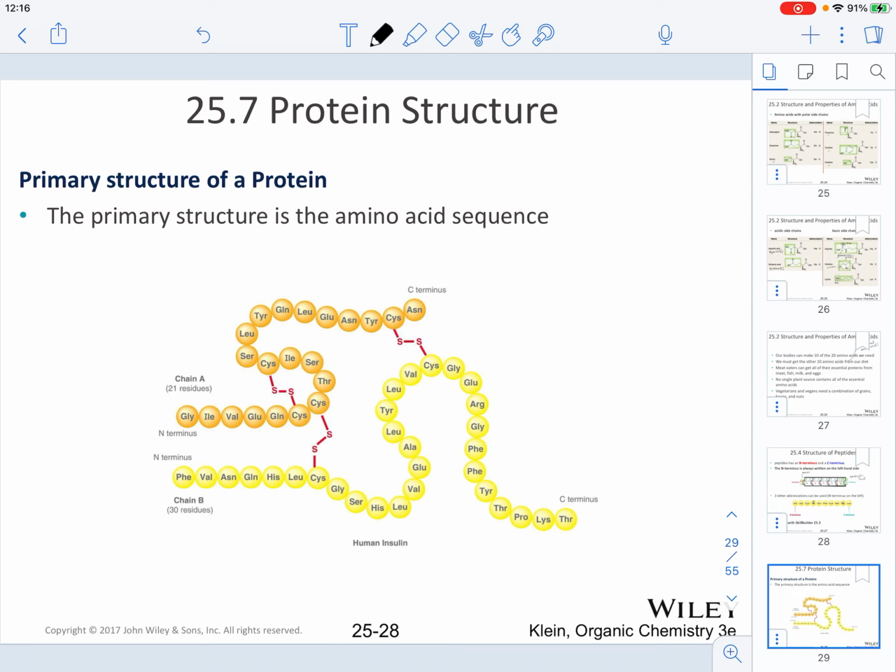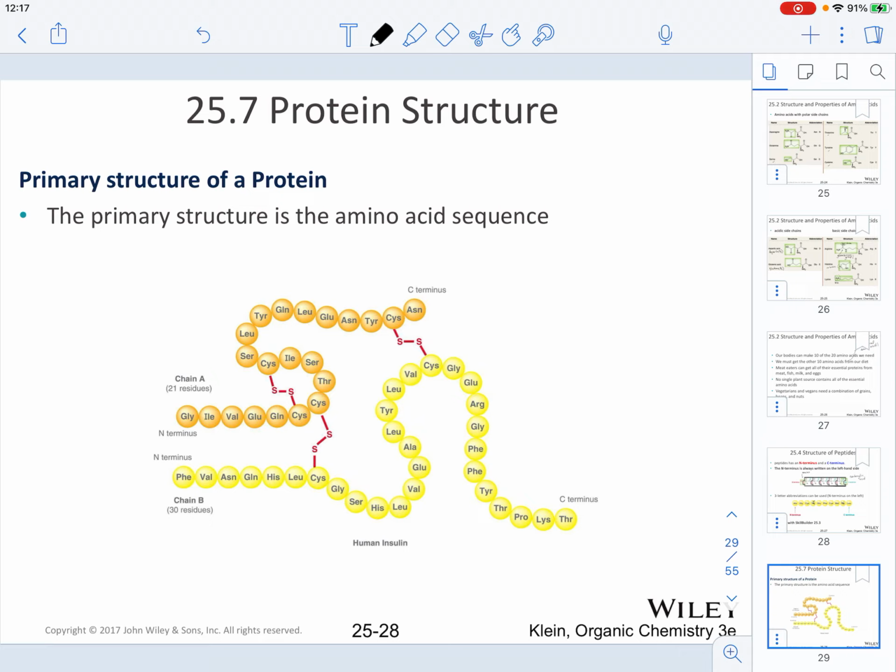Lastly, to conclude our talk about proteins, we're going to learn about the different protein level structures. When it comes to the protein structural levels, there are 4 protein structural levels. The first one, the primary structure of a protein, is just the sequence of amino acids that are present in your protein structure.